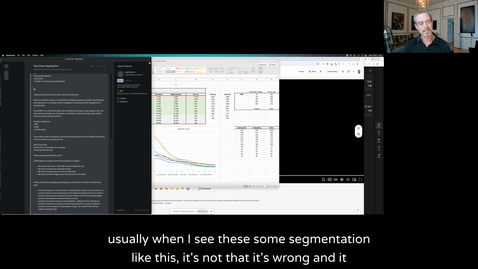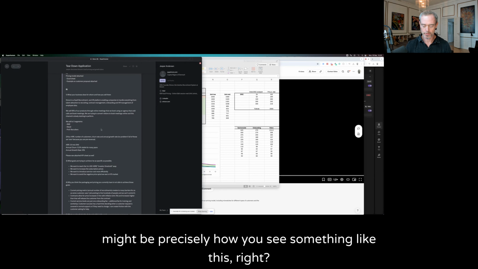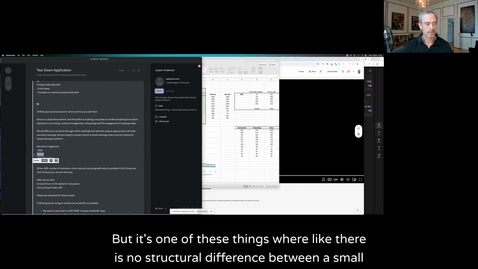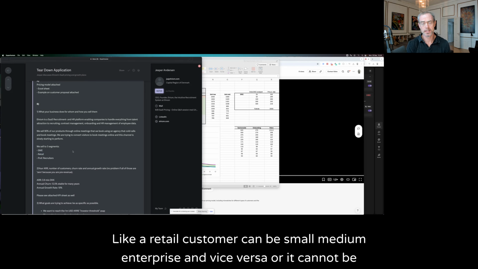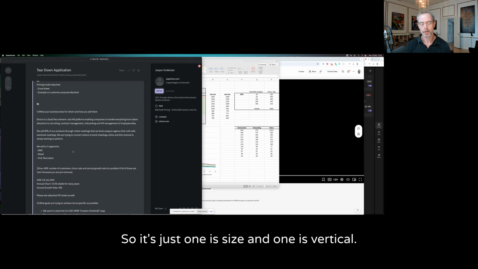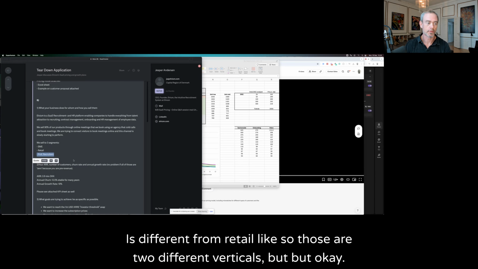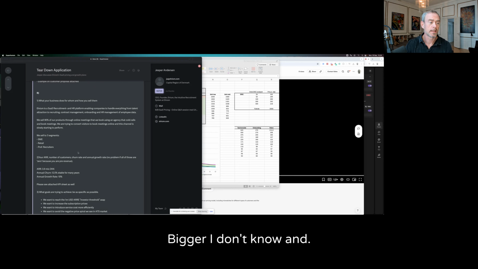So usually when I see segmentation like this, it's not that it's wrong, and it might be precisely how you see it, right? But there is no structural difference between a small, medium enterprise and a retail customer. A retail customer can be small, medium enterprise, and vice versa, or it cannot be, right? So it's just one is size and one is vertical. Okay, professional recruiters is different from retail, so those are 2 different verticals. But okay, so what I'm gathering here is that maybe the retail customers are bigger. I don't know.